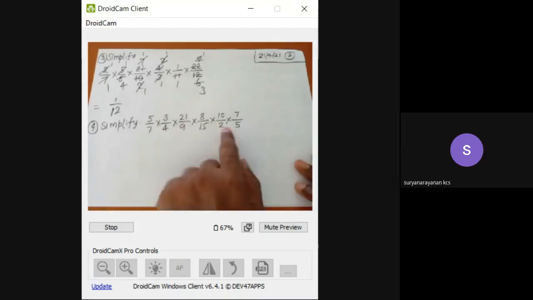How do you multiply these fractions? Can you tell me? How do you simplify?